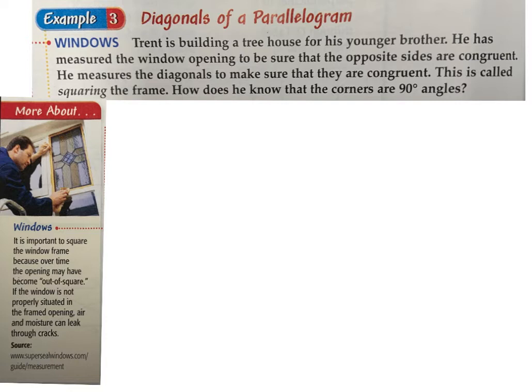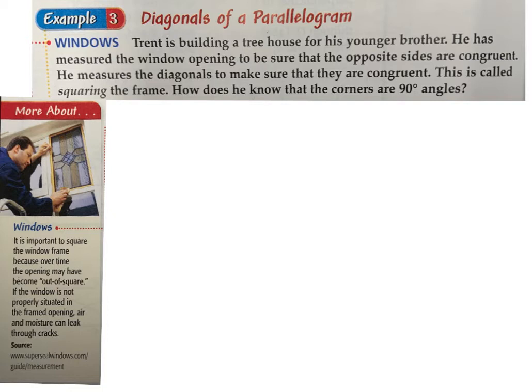And so this example they gave you, he's building a treehouse for his younger brother. He measured the window opening to be sure the opposite sides are congruent, all right? He measured the diagonals to make sure they are congruent. This is called squaring the frame. How does he know the corners are 90 degrees? He does not know that from the sides being congruent because you can have a parallelogram and the sides are congruent. So that's not going to help him know that this particular window has a 90 degree.